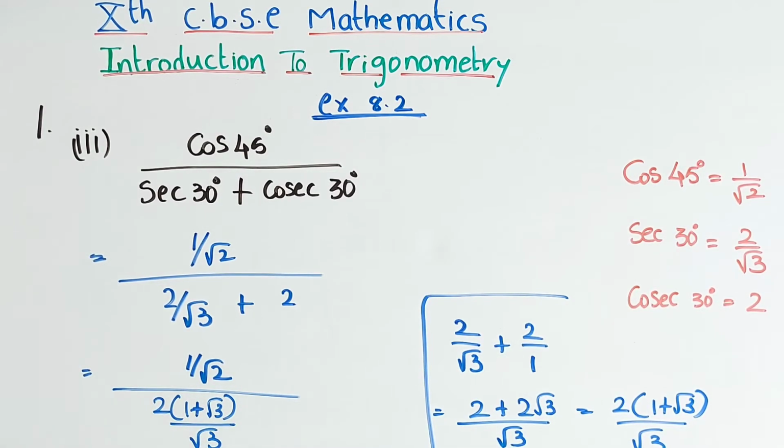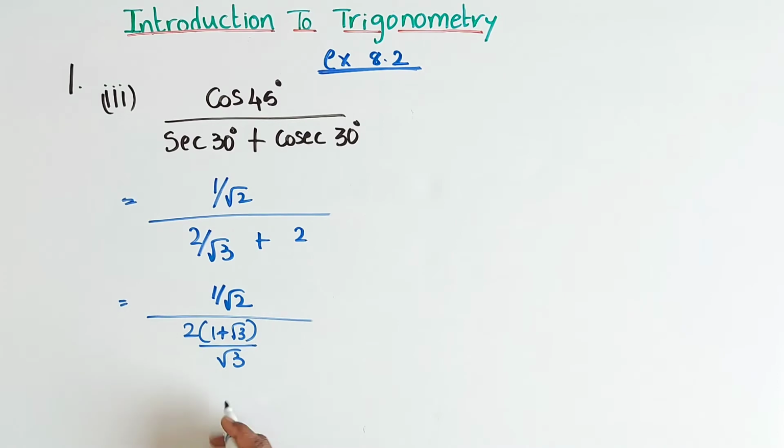Now again we have to solve. Now this will be the reciprocal, children. The denominator will be the reciprocal of this. That means 1 divided by root 2 into root 3 divided by 2 of 1 plus root 3. Correct?